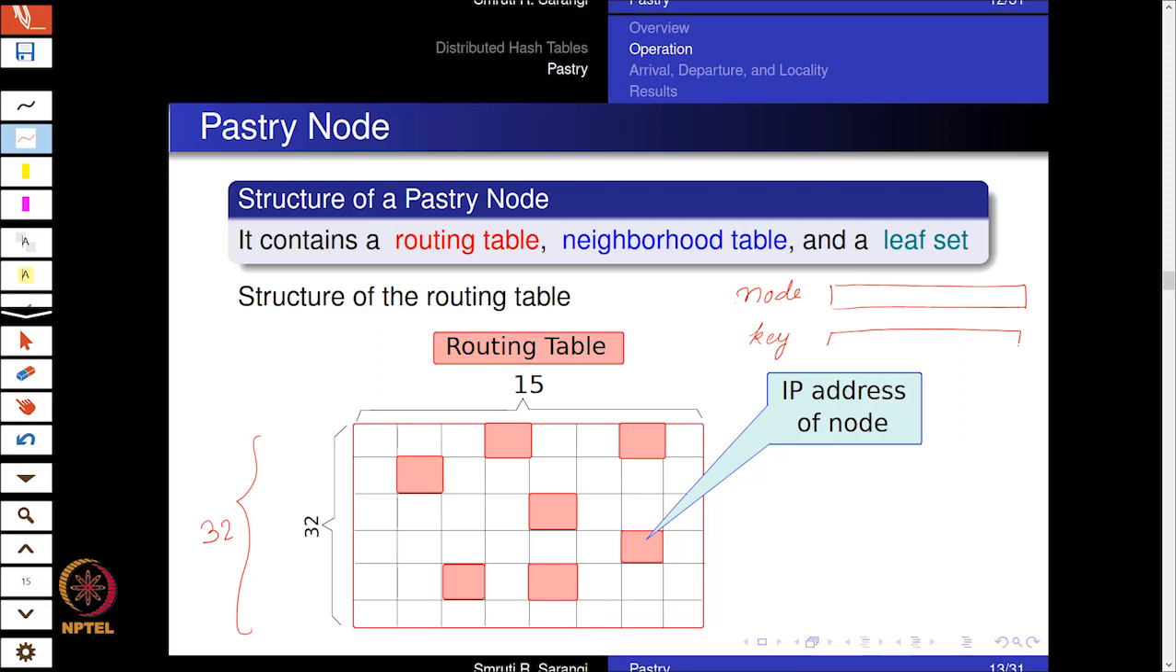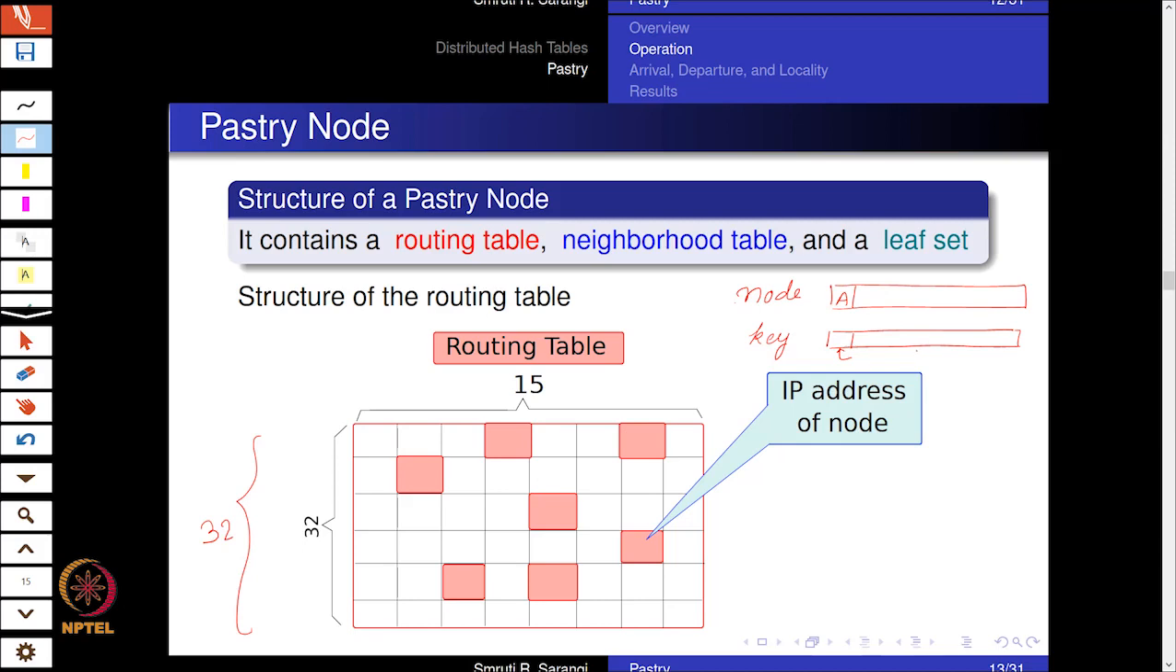So let us consider the first digit. So if the first digit is, let's say, A, then if the first digit matches, that is good. Otherwise, if it doesn't match, then we have 15 possible choices over here, and we have one column for each choice. So this is why we have 15 columns in each row.